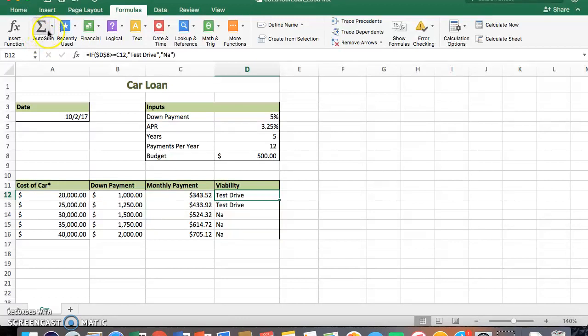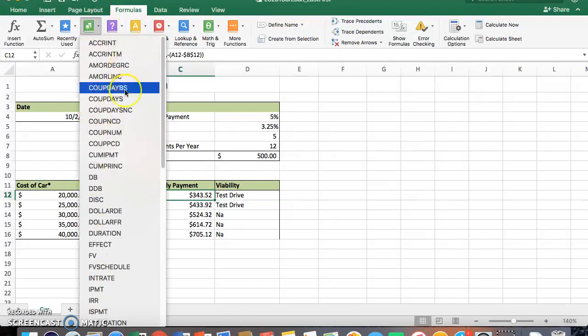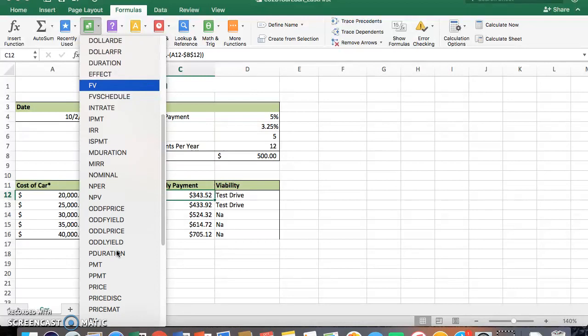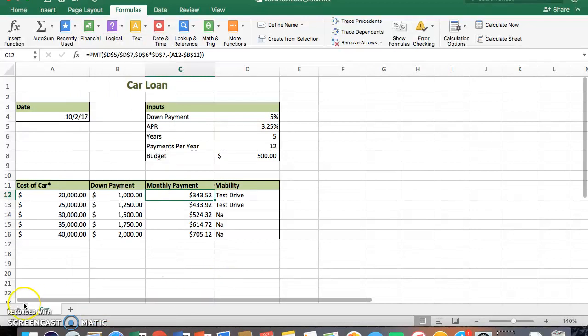Formulas, AutoSum, Insert Function, Financial, which of course we're using financial for payments. That's where you will find the payment option to choose from.